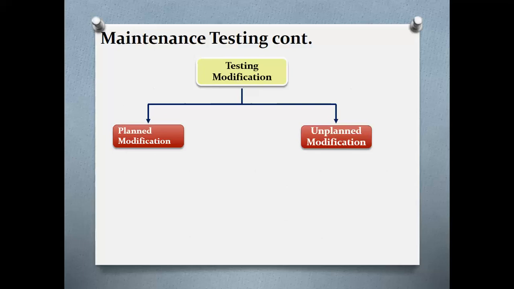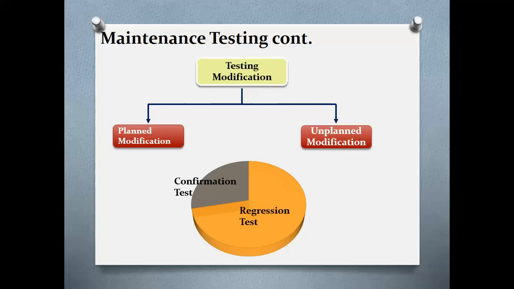During the maintenance testing, two fundamental tests are carried out to ensure the quality of the product. They are confirmation test and regression test. Confirmation test is done to ensure that changed software is functioning correctly after the changes have been carried out. And regression test is done to check that unchanged software is continuing to work as expected after the changes were done at various parts of the system.